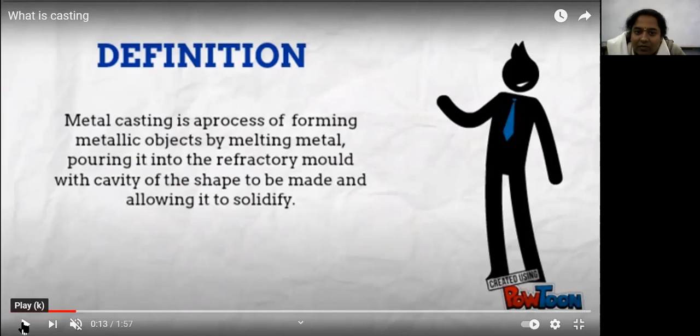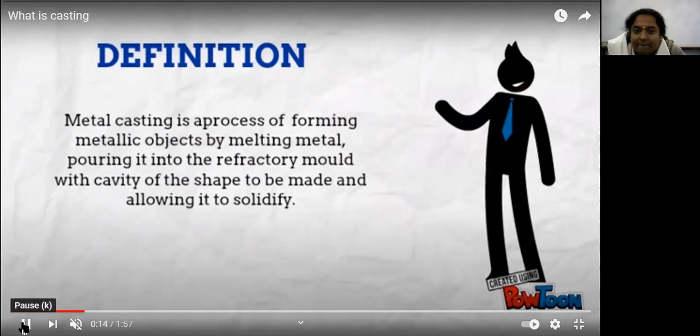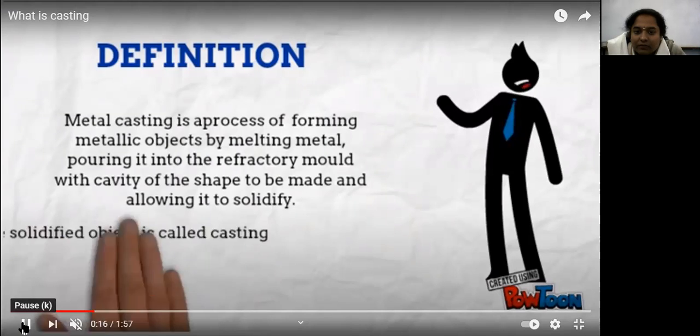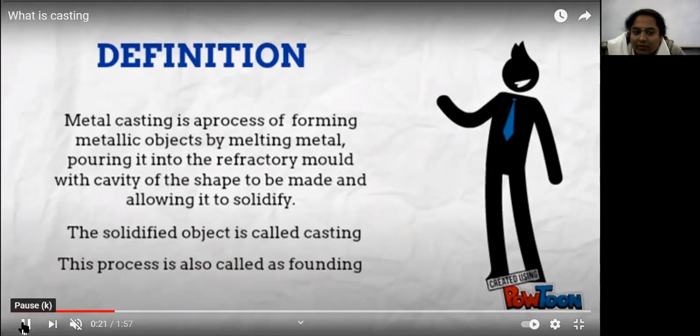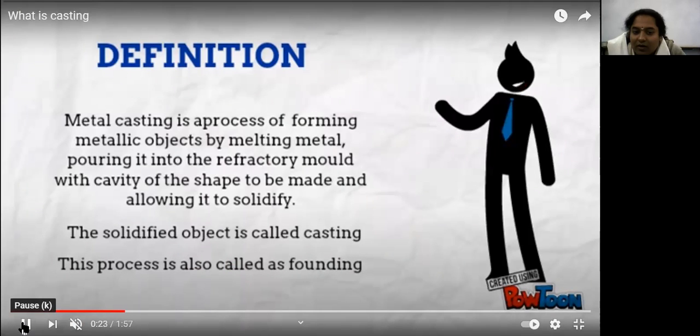Metal casting is a process of forming metallic objects by melting metal, pouring it into a refractory mold with a cavity of the shape to be made, and allowing it to solidify. The solidified object is called a casting, and this process is called founding.